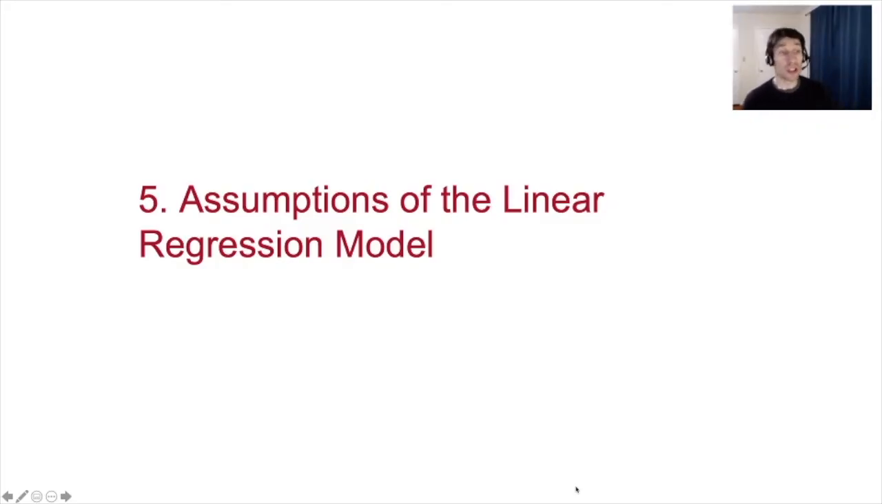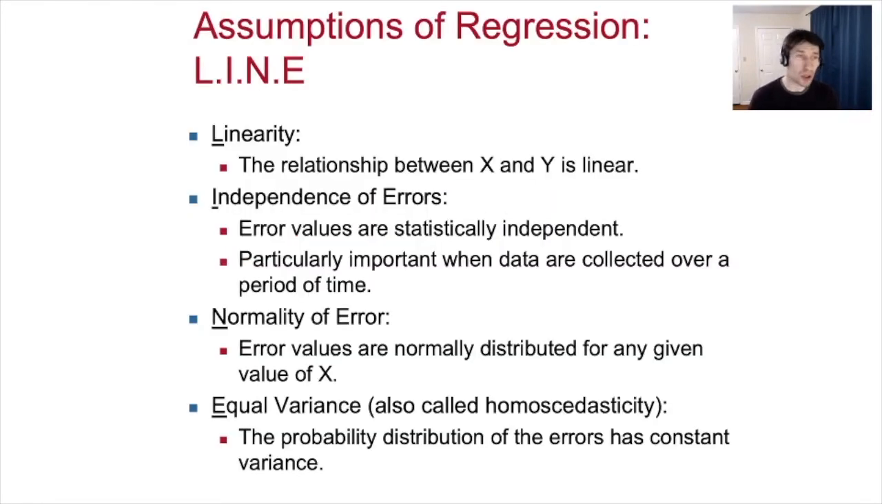Okay, let's move on. A few quick words on the assumptions of the linear regression model. Well, there's an easy mnemonic for them. It's LINE, L-I-N-E. The L stands for linearity. We assume that the relationship between x and y is linear. I stands for independence of the errors, meaning that we assume that the error values are statistically independent. That's a bit of an obscure concept. Let's not get into it right now.